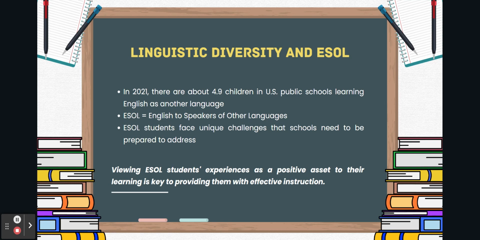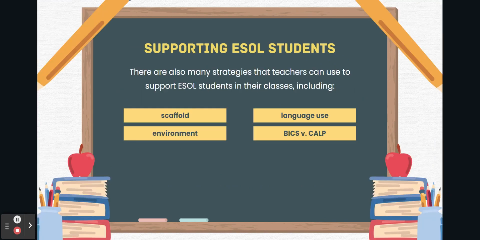ESOL students face unique challenges that schools need to be prepared to address. And it's important to note that viewing ESOL students' experiences as a positive asset to their learning is key to providing them with effective instruction. So, how can educators support ESOL students in their classroom? Some supports include scaffolding, language use, environment, and BICS versus CALP language.